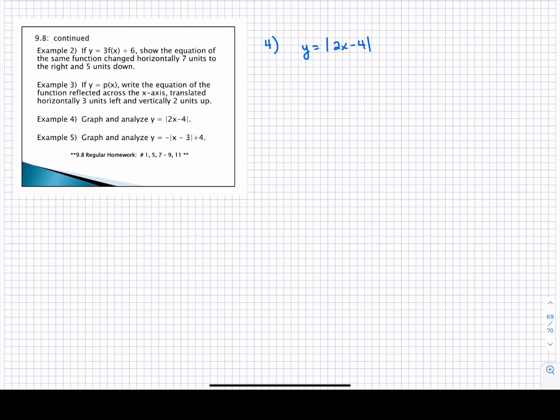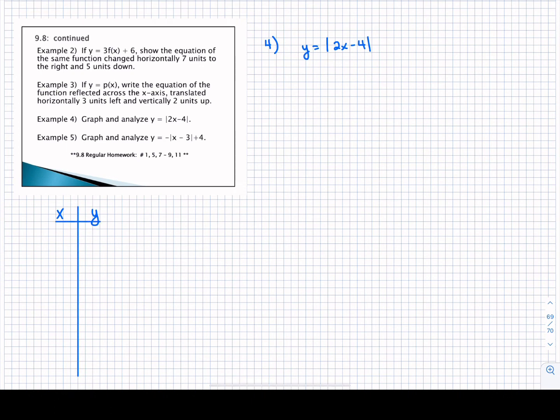the importance of being able to fill in a table of values properly. So we're going to build a table of values so that we can see some of the ordered points or ordered pairs that this graph is going to pass through. So let's draw a nice little table here.